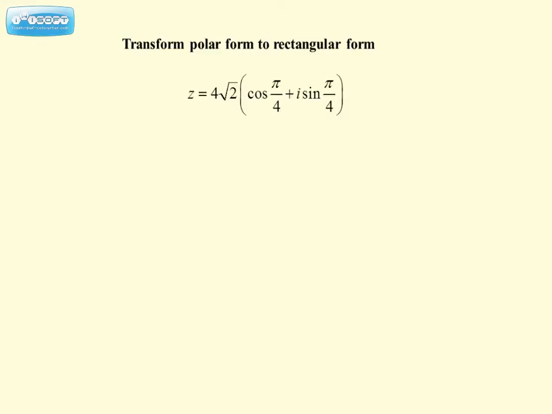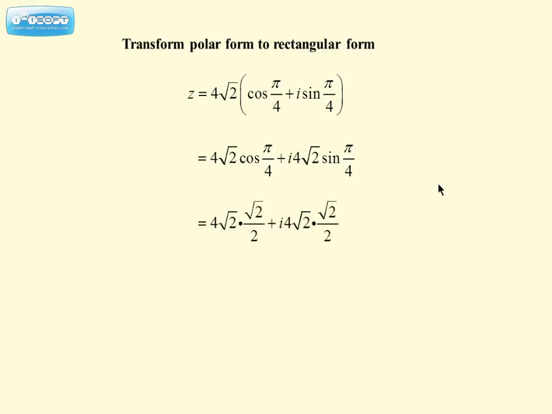We have 4 radical 2 times cosine pi over 4 plus i sine pi over 4. We'll distribute 4 radical 2 through the parentheses. We need to find the values of the cosine of pi over 4 and the sine of pi over 4. You should recall that this is square root of 2 over 2. Multiplying, we obtain z equals 4 plus 4i, or the original complex number we started with.